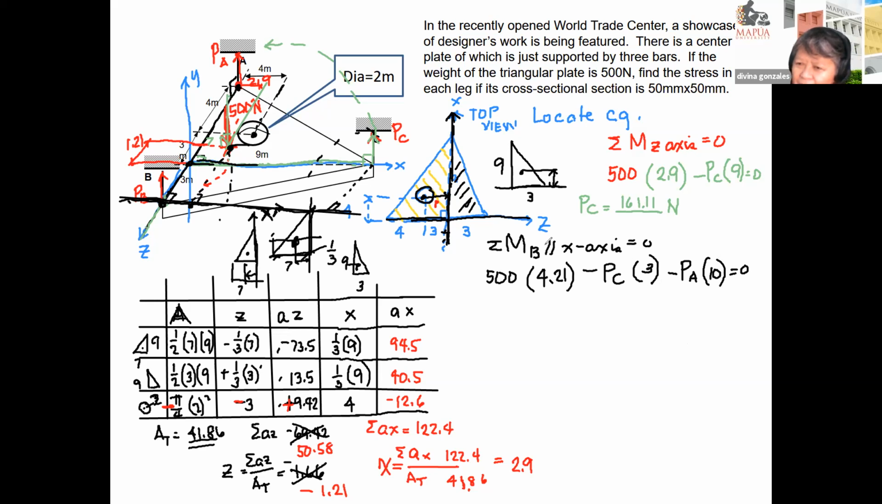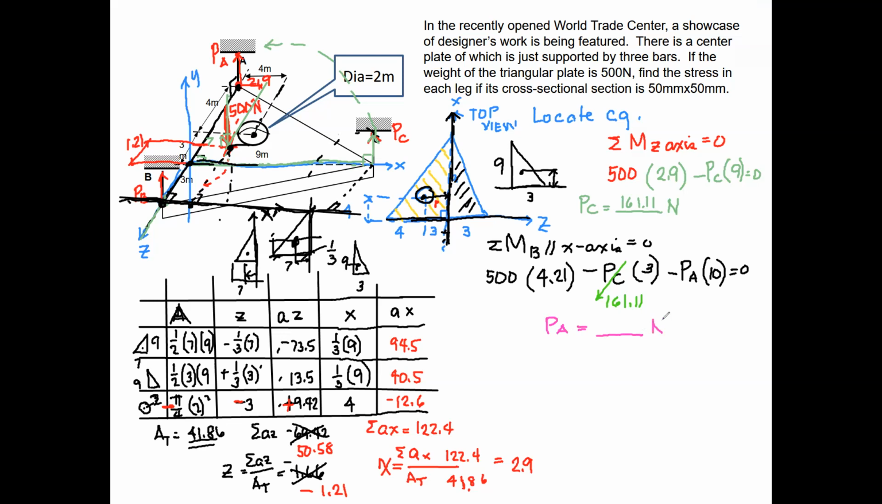Pero alam mo na yung P of C, we already know P of C. Sabi sa first computation natin, P of C is 161.11. Can you now solve for P of A? De Los Angeles. Kindly solve for P of A, de Los Angeles. Ma'am, wait po. Sige. And of course, it will be in newtons. You need to use your calculator, as I have mentioned that everybody should have.